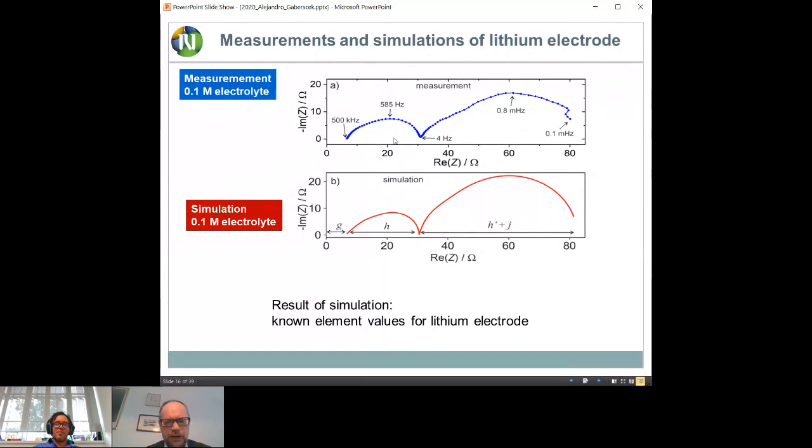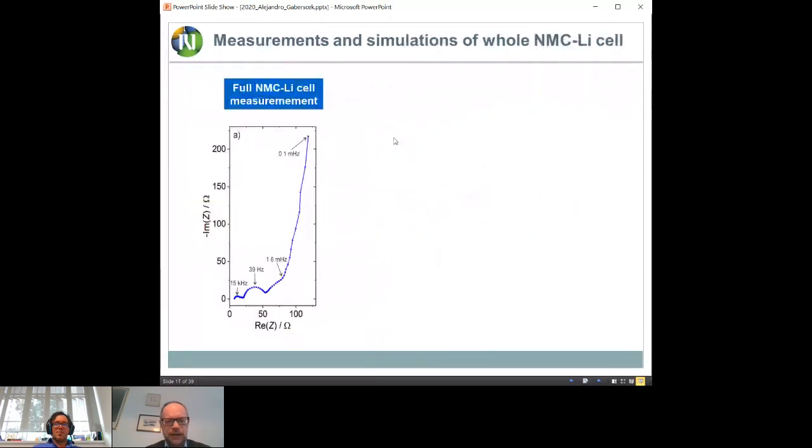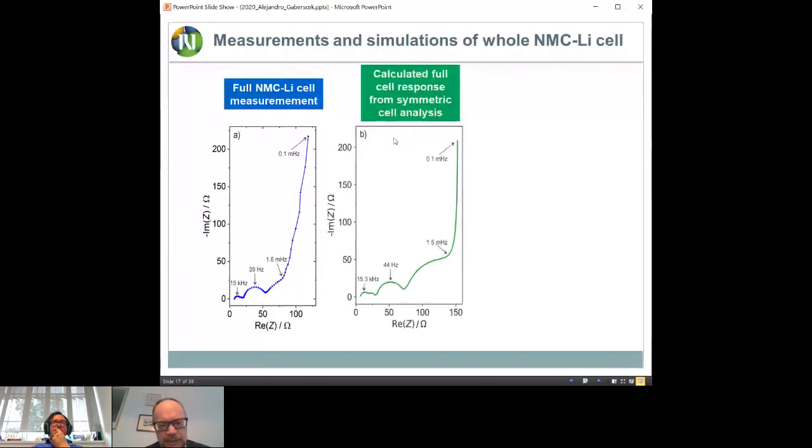But for our present purposes, I will just skip this and say, okay, we have a model, we have some input, and then we can actually, this was one of the questions before, we can predict what will happen with the whole cell. So we have a symmetric cell of NMC, and a symmetric cell of lithium, and now you can take half of each and sum up and see what happens.